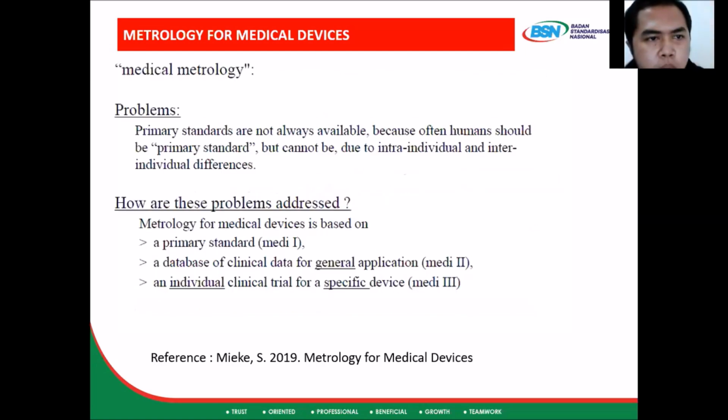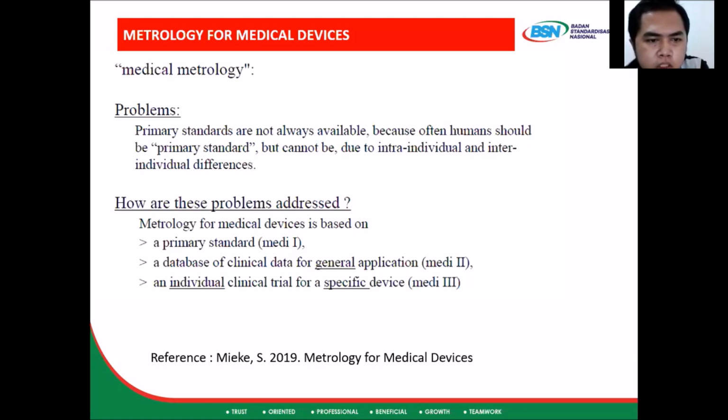So what is the problem with medical metrology? In medical metrology, the primary standards are not always available, because humans should be the primary standard, but cannot be, due to intra-individual and inter-individual differences. For example, like blood pressure, each individual has a different blood pressure value. So how are these problems addressed?